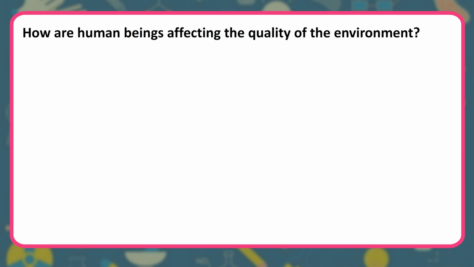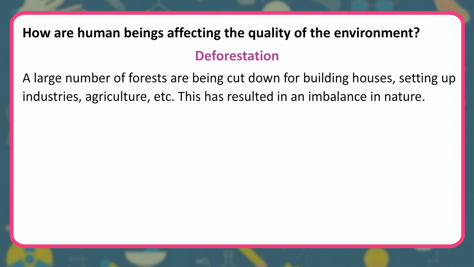How are human beings affecting the quality of the environment? Deforestation. A large number of forests are being cut down for building houses, setting up industries, agriculture, etc. This has resulted in an imbalance in nature.